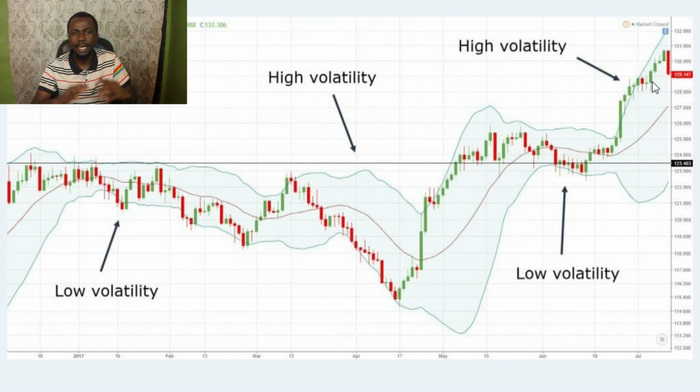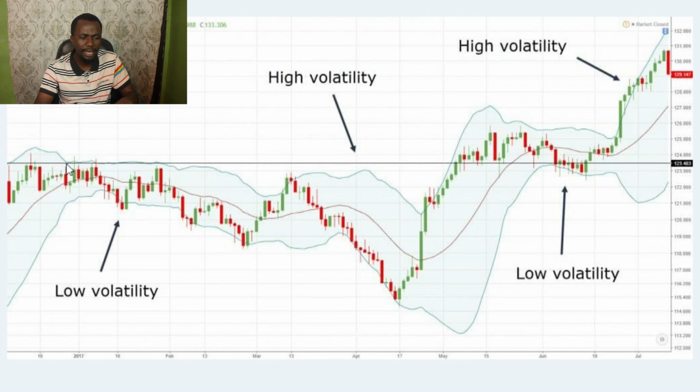It tells you that the market is in high volatility. But when the market is ranging, it means the market is in low volatility. So this is what I mean by low volatility. From here to here, you can see that the market was ranging, forming smaller candles, telling you the market is in low volatility. Then this is another example of low volatility.